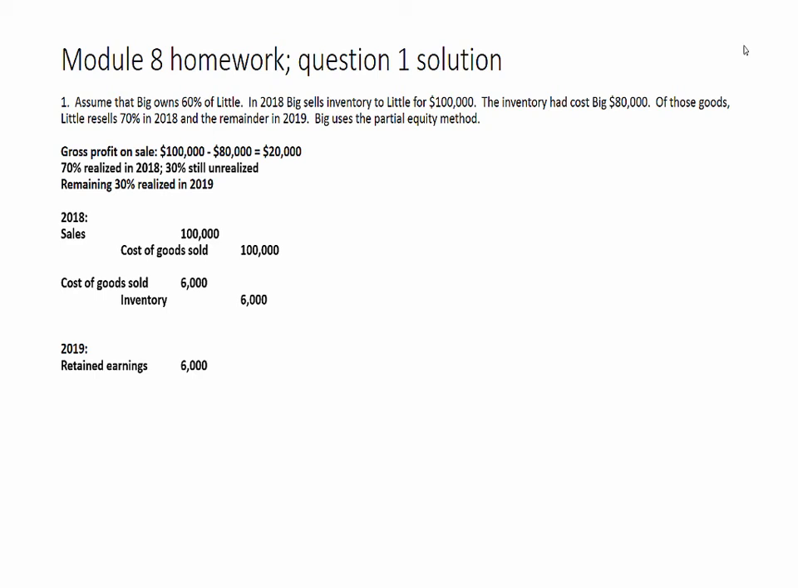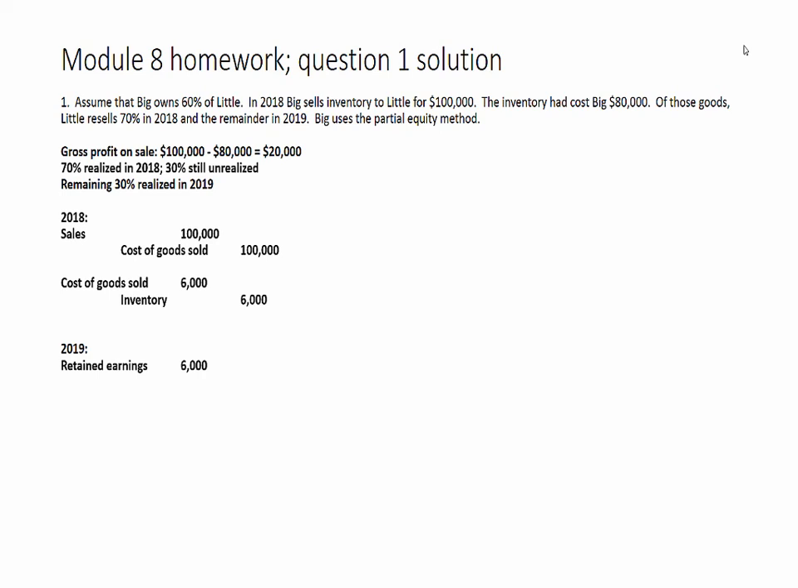That means that Big's income in 2018 was $6,000 too high, which means that Big's retained earnings is $6,000 too high. So what we need to do is go ahead and reduce the retained earnings by $6,000. Now again, that is the amount of the unrealized gain being carried forward, or equivalently, that is the inflation in the inventory that's being carried forward from the previous year.